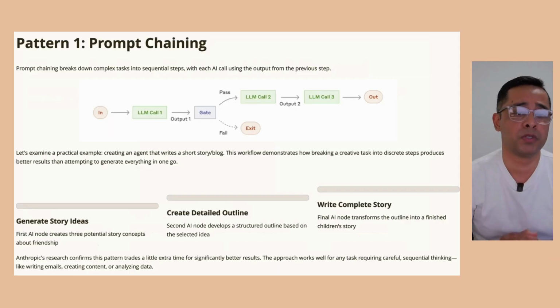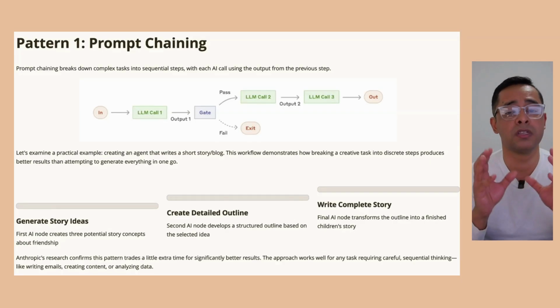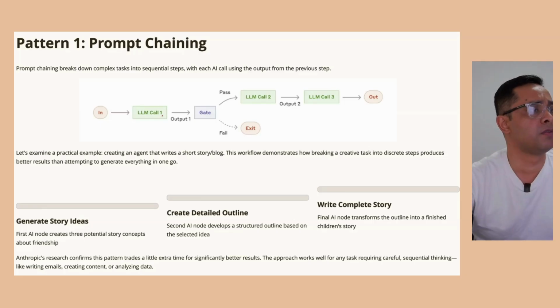Our first pattern is prompt chaining. Prompt chaining is breaking down complex tasks into sequential steps, with each AI call using the output from the previous step. That makes a complex task more manageable by having the AI focus on a small chunk one at a time. Let me give you a quick example.